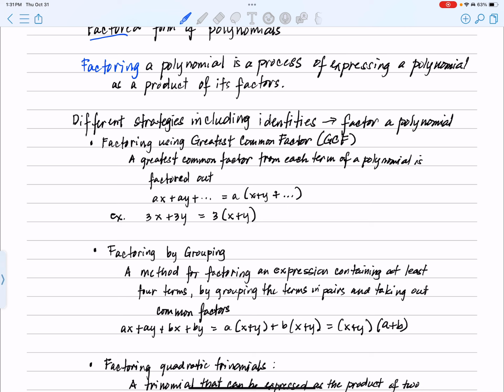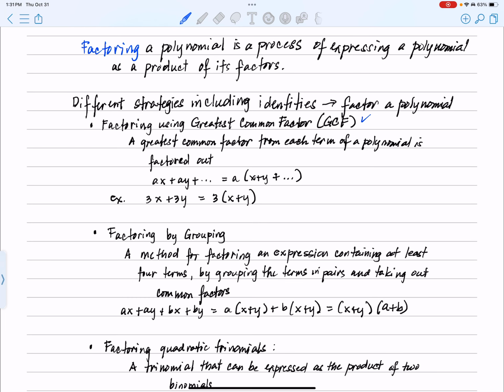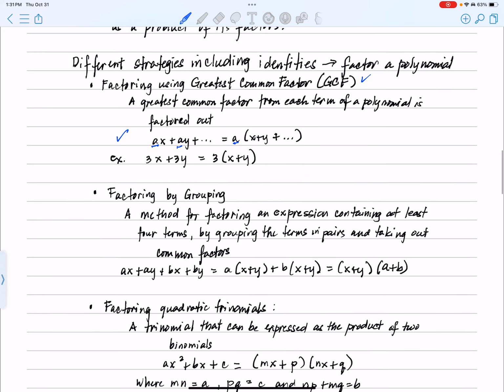All right. So, greatest common factor is, remember, the very popular GCF. A greatest common factor from the terms of a polynomial is factored out. Like this, you have ax plus ay and so on. So a is common. So a is factored out, and what remains inside is the x plus y. So for example, we have 3x plus 3y. 3 is common. So we factor out 3, and what remains is the variable x plus y.